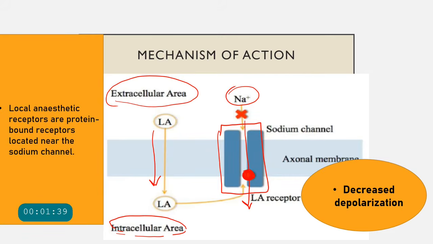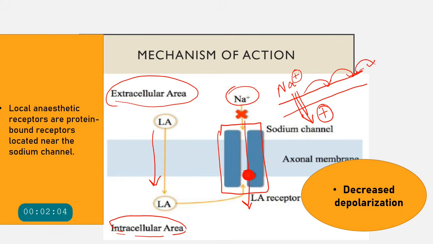Now we know that in nerve conduction, what is essential is the depolarization. And what is meant by depolarization? The sodium will actually enter the cell through these sodium channels and make the inside of the cell more positive. As the inside of the cell becomes more positive, the action potential can nicely propagate along the nerve. So what local anesthetics do is block the entry of sodium through the channels, and therefore they cause decreased depolarization, and the conduction will be stopped.